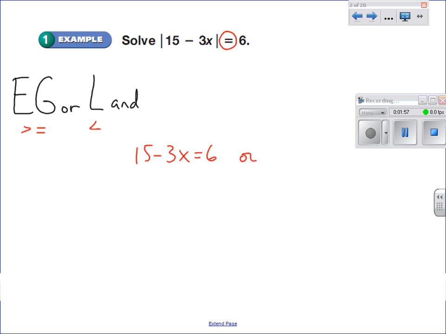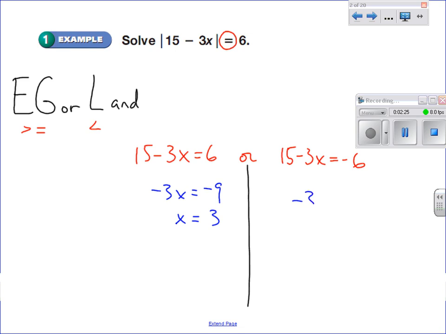Or something else that could happen is 15 minus 3x could be equal to negative 6. That's possible, right? Okay, because that would be 6 units from 0 still. So then we just solve these individually, and we're all set. So quick algebra here. Okay, so x could be 3, or x could be positive 7, excuse me. And those are the two possibilities.